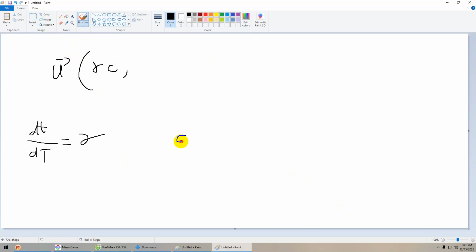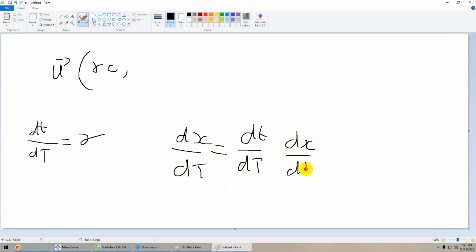But the chain rule might work here. So we know that dx over dτ may be equal to dt over dτ times dx divided by dt. And that works, because this thing is gamma. We can say that gamma multiplied by dx over dt. Okay, so dx over dt multiplied by gamma will equal dx divided by dτ. So we can bring this to here. So we have dx over dt.